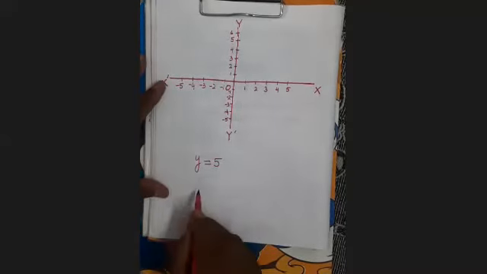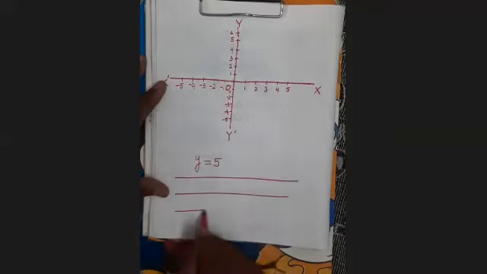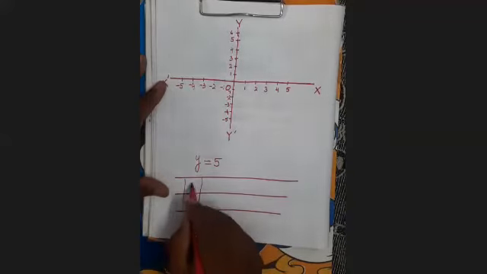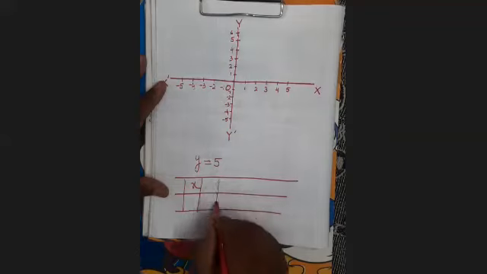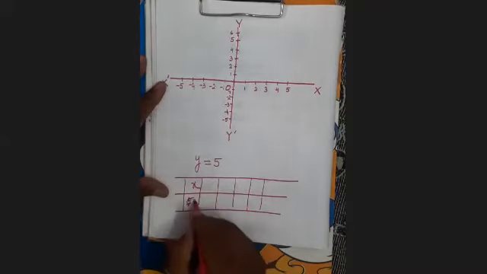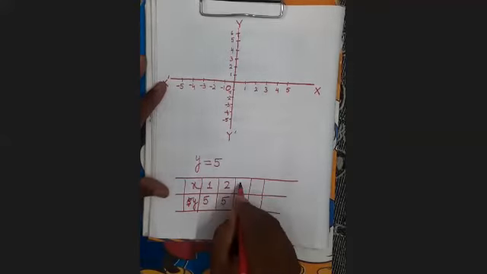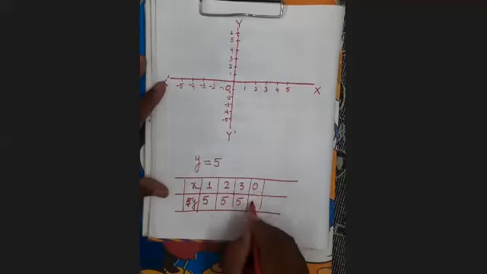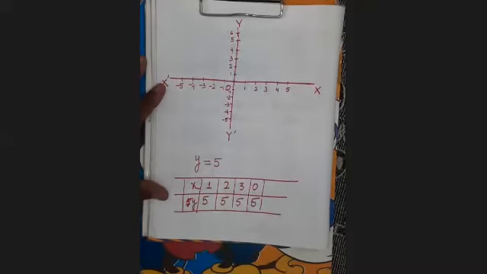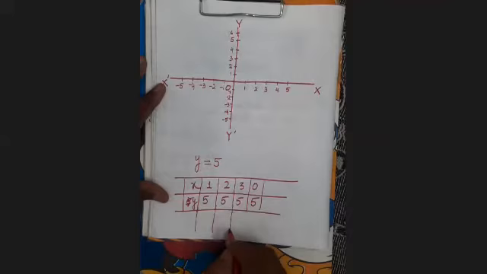Y equals 5 means whatever be the value of x, the value of y is always 5. Here x, this is y. x is 1, y is 5. x is 2, y is 5. x is 3, y is 5. x is 0, y is 5. It's clear? Which points will we plot? 1, 5; 2, 5; 3, 5; and 0, 5; and then you join them.